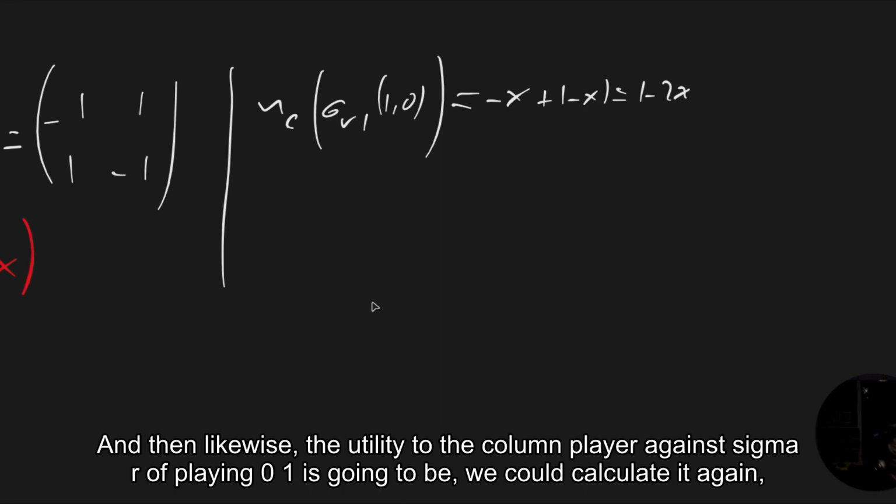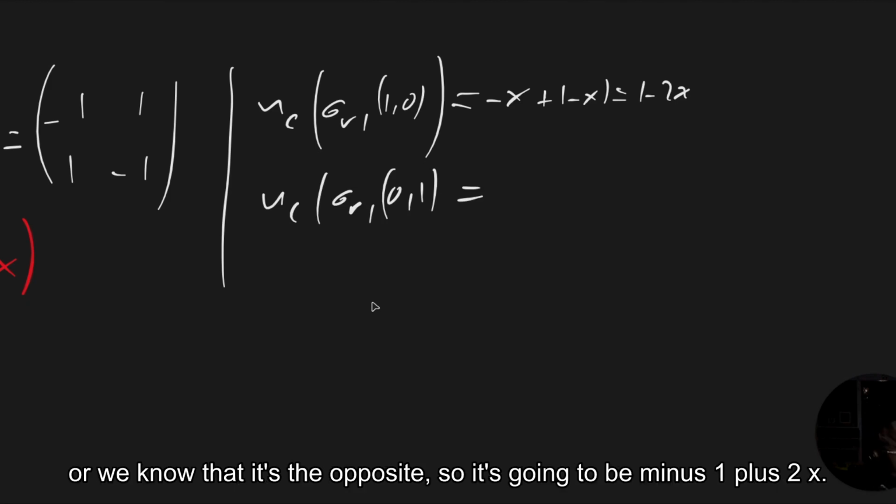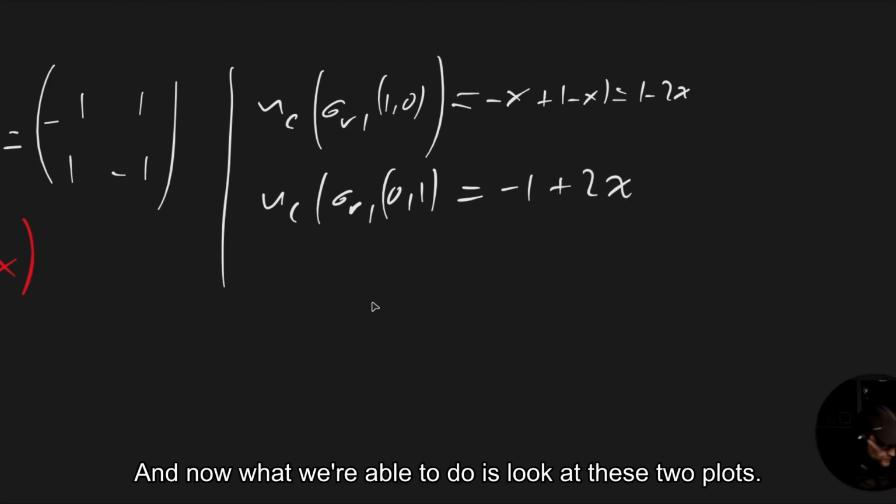And then likewise, the utility to the column player against sigma R of playing (0, 1) is going to be, we could calculate it again, or we know that it's the opposite, so it's going to be minus 1 plus 2x.